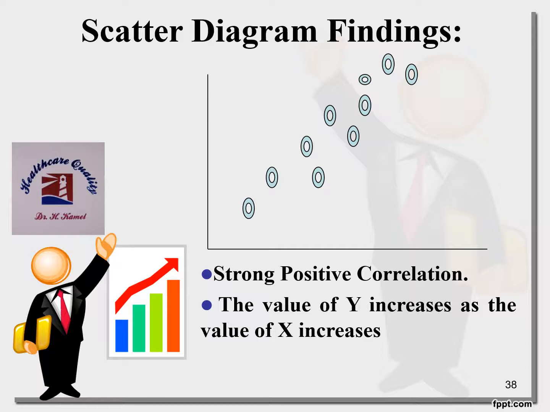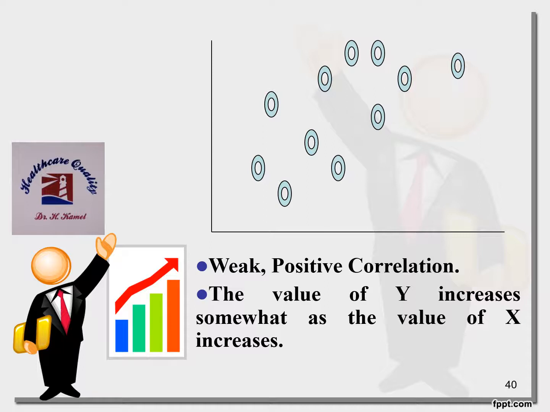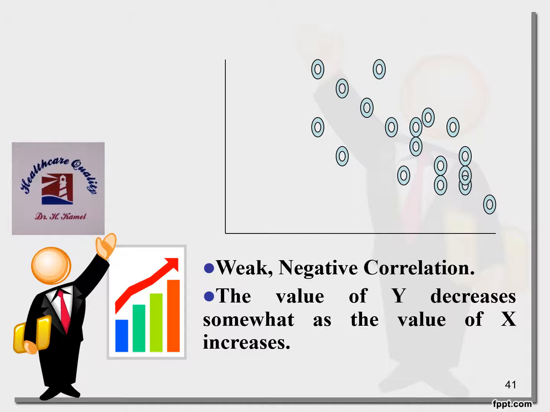Strong positive correlation. The value of y increases as the value of x increases. Strong negative correlation. The value of y clearly decreases as the value of x increases. Weak positive correlation. The value of y increases somewhat as the value of x increases. Weak negative correlation. The value of y decreases somewhat as the value of x increases.